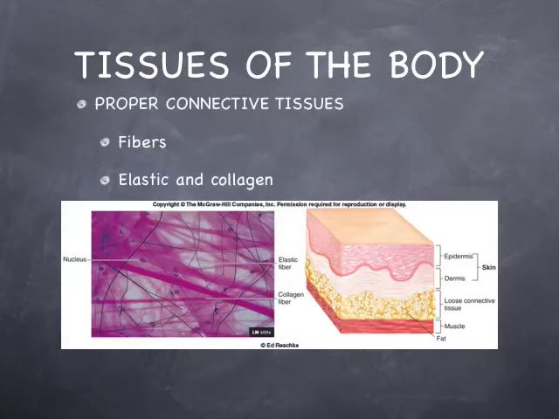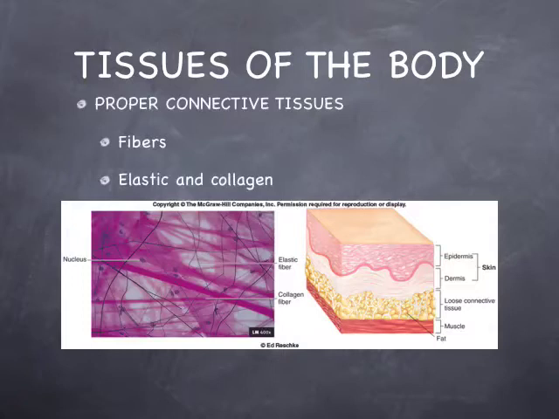Okay, let's go to the proper types then. In the proper connective tissues, what we find are fibers. We have cells in the human body that produce fibers. These fibers are sticky. They hold on to one another, and they also become attached to other things around them. And in doing that, they create masses of fibers that hold things together.